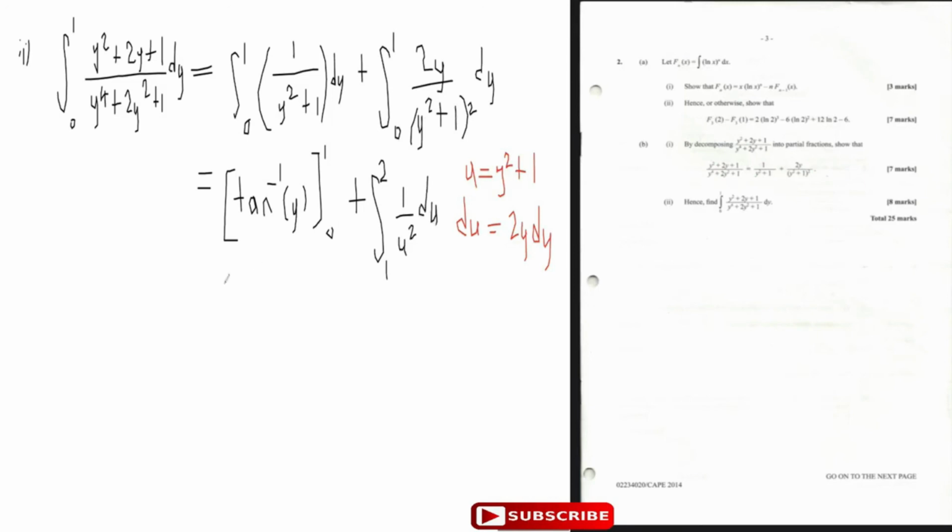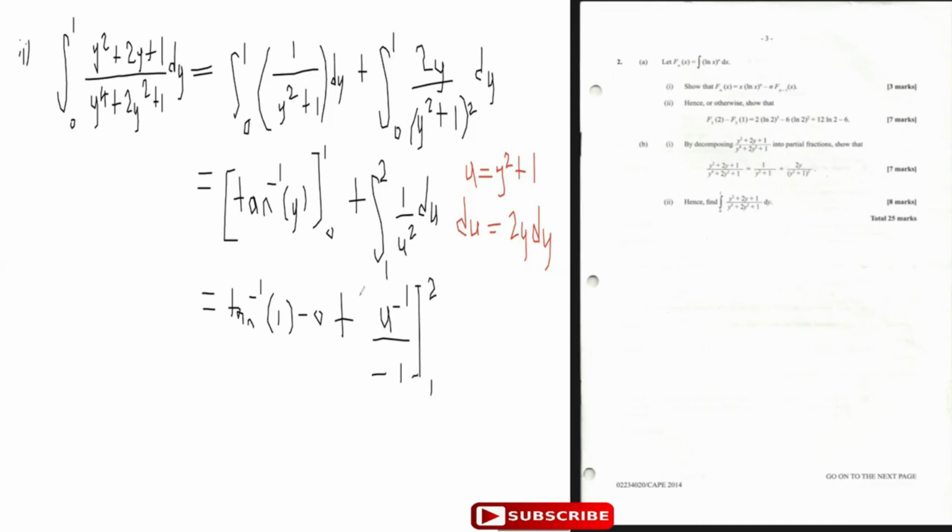Plugging in 1, I get tan inverse of 1 minus tan inverse of 0, which is minus 0, plus, when I'm doing this integration, this is really u to the minus 2, so I add 1 to the power to get u to the minus 1, divide by the power of minus 1, and of course I'm integrating from 1 to 2.